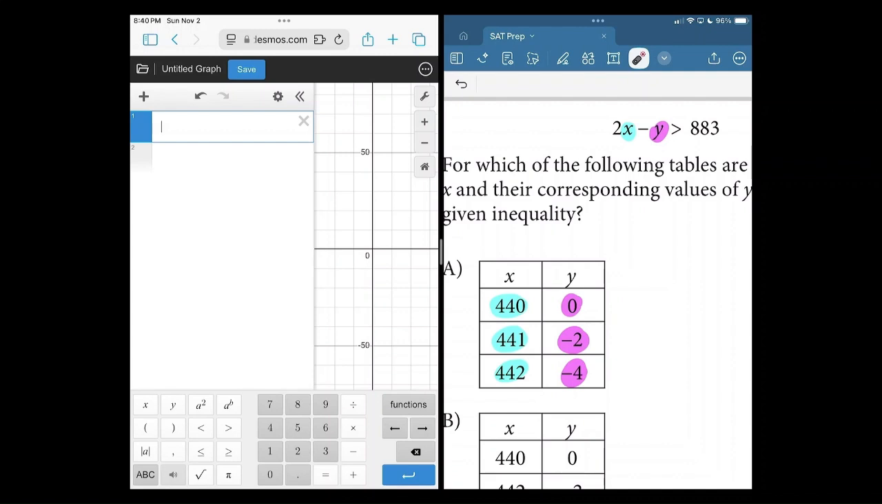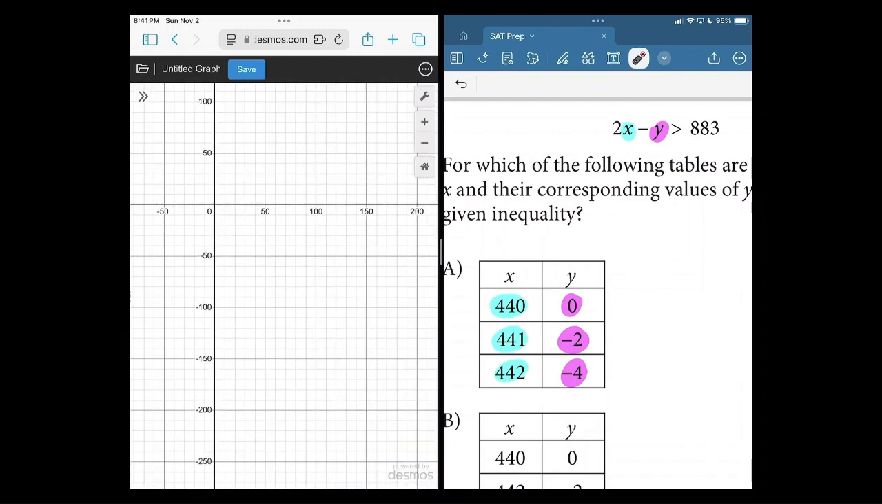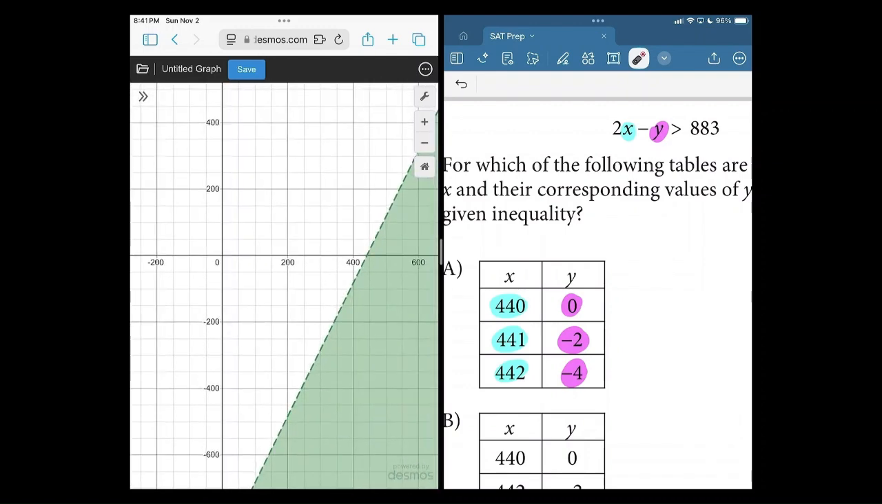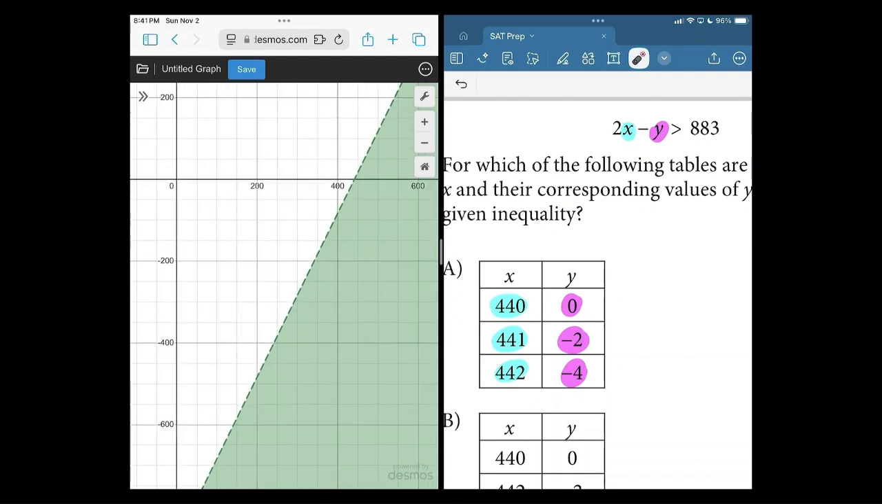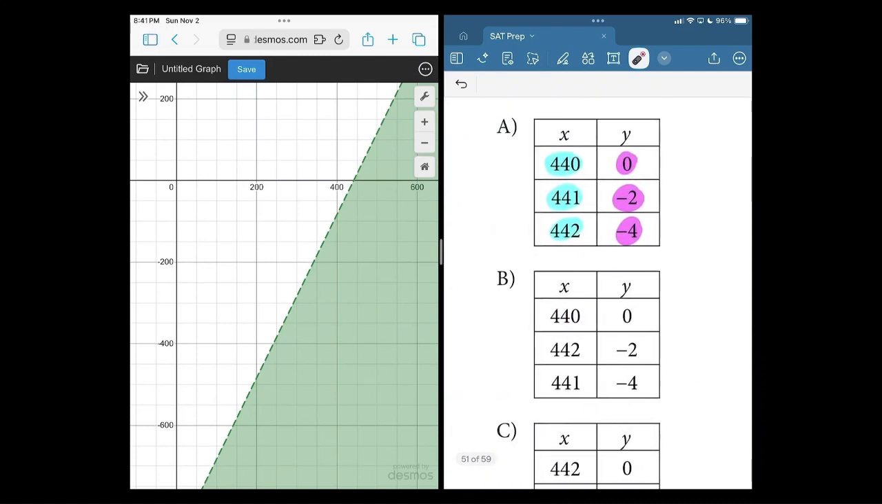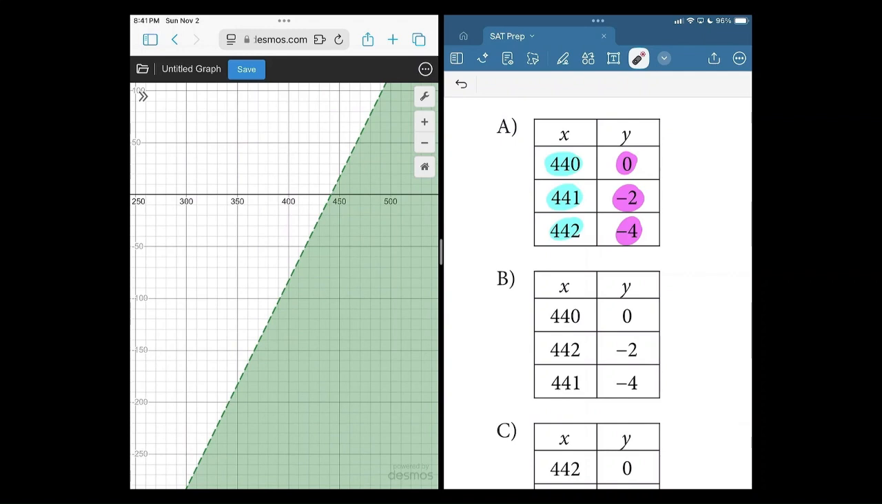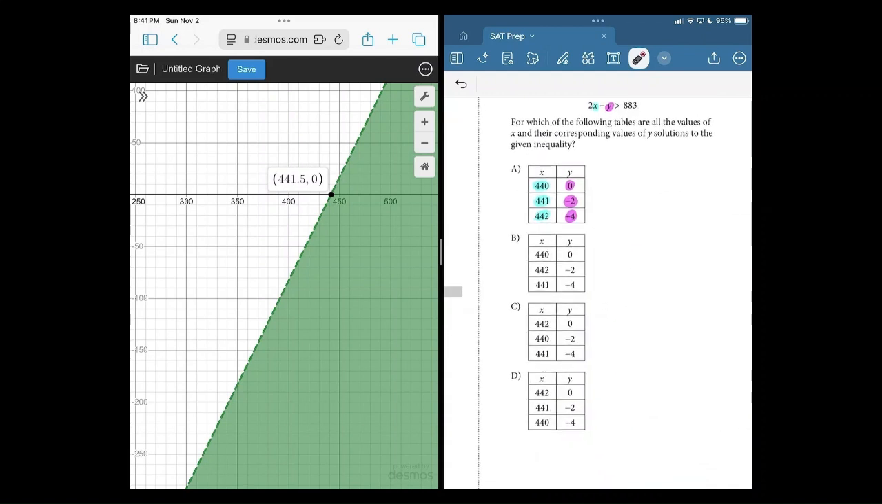Okay, so we're going to go ahead and type in 2x minus y is strictly greater than 883. All right, so we're going to have to zoom out a little bit because the y-intercept of 883 is very low on this. We are going to be looking for these points on our graph. So 440, 0 is to the left of this point, and that is not included in our solution set. So anything with 440 and 0 is not going to work.